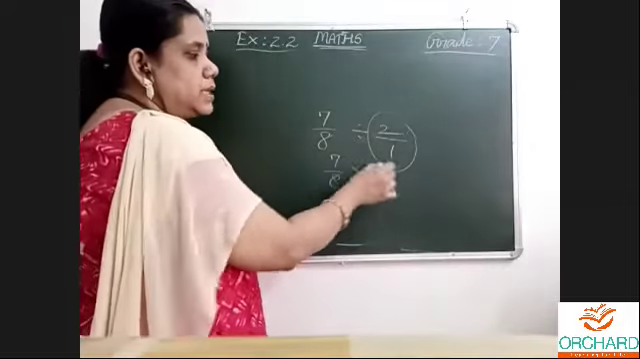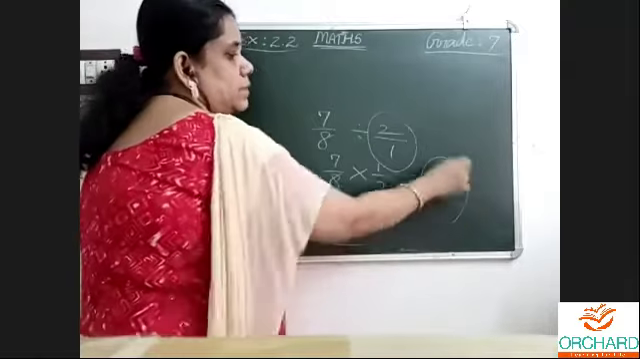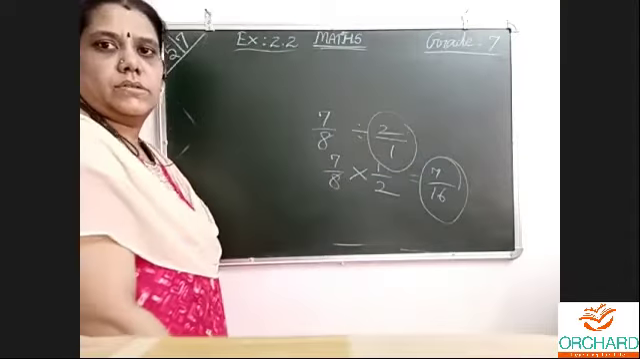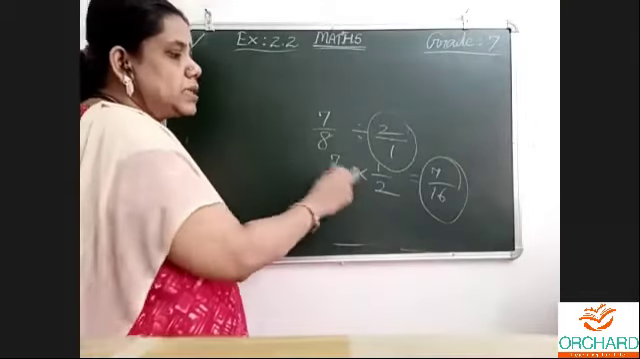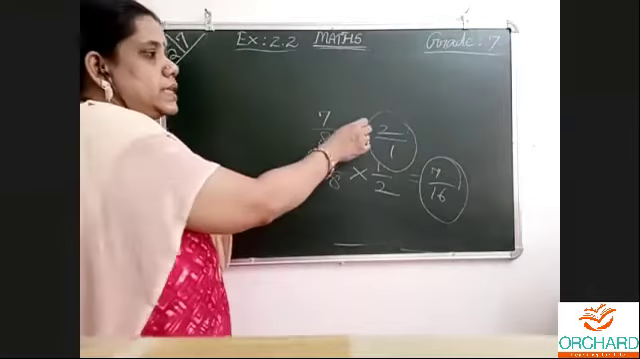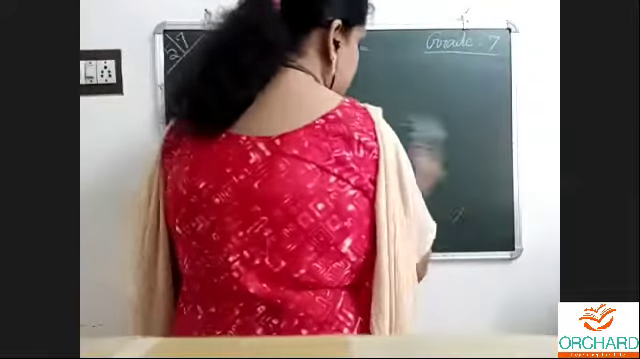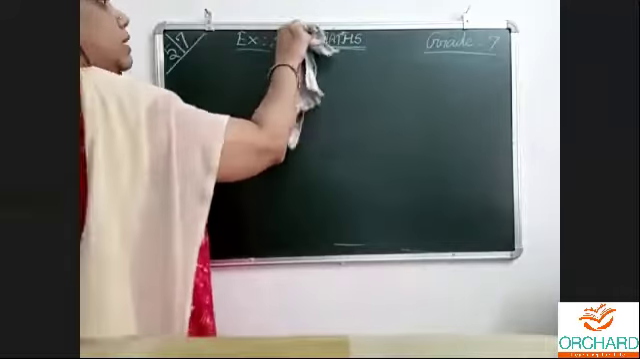Here it is not possible. 7 ones are 7. 8 twos are 16. 7/16. Like that it is. If it is possible, here 8 is there, I will do the striking. So when it is there, we need to change it to a reciprocal. This is the point alone that I want to tell before entering into the exercise.